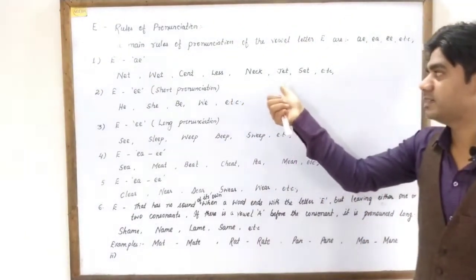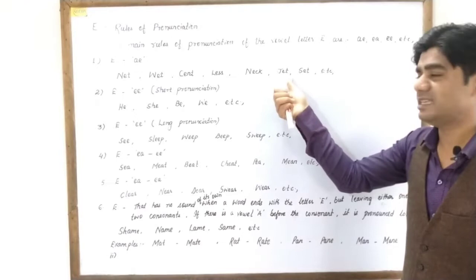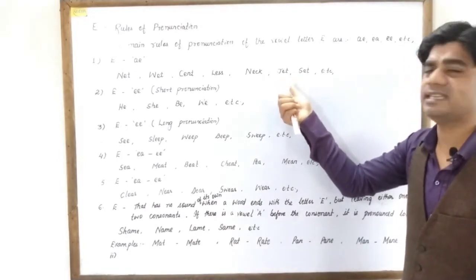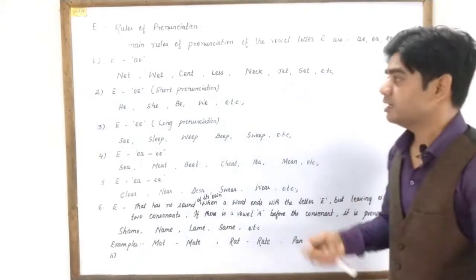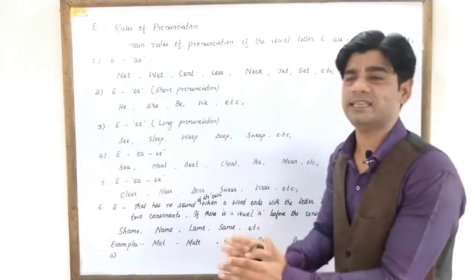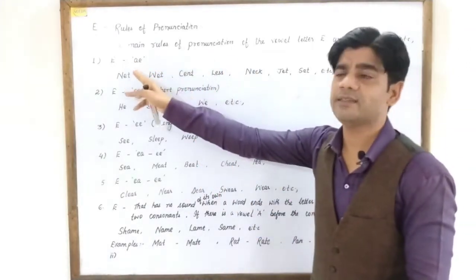N-E-C-K, neck. J-E-T, jet. C-H-E-T, chet. S-E-T, set. So these are the words that contain letter E and it produces the A sound.